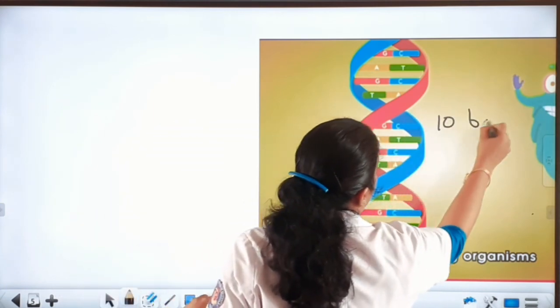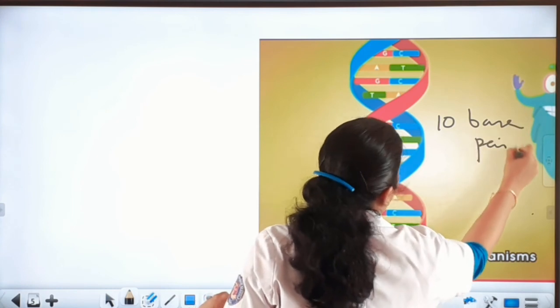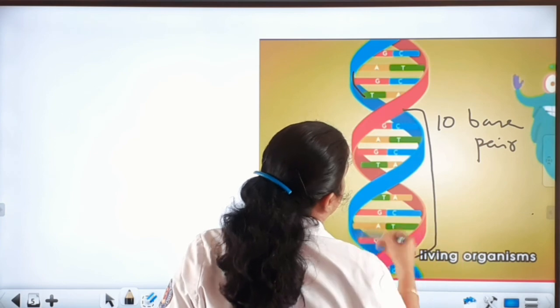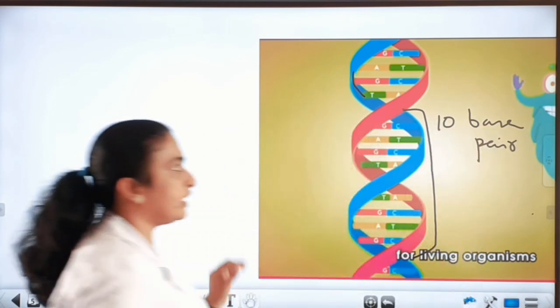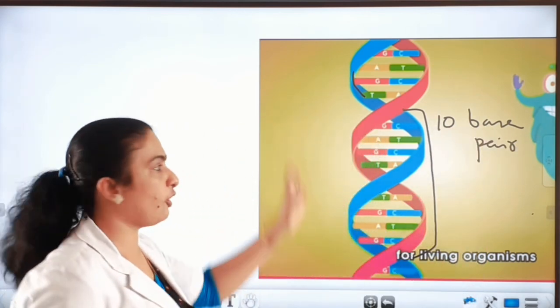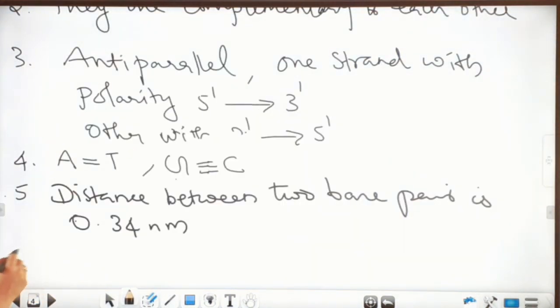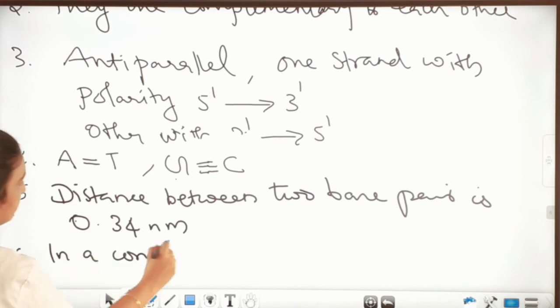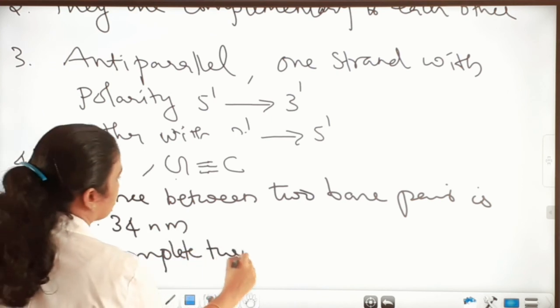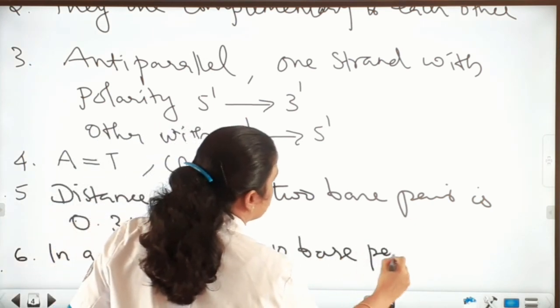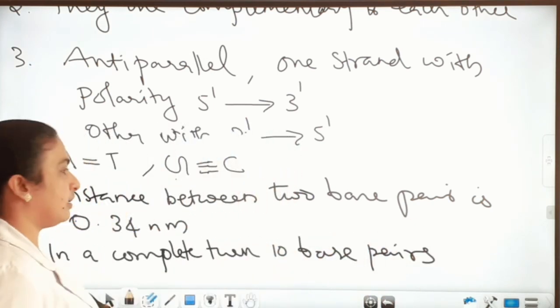And next we can see in a complete turn of this double helix structure, we can see 10 base pairs. In a complete turn, 10 base pairs are there.